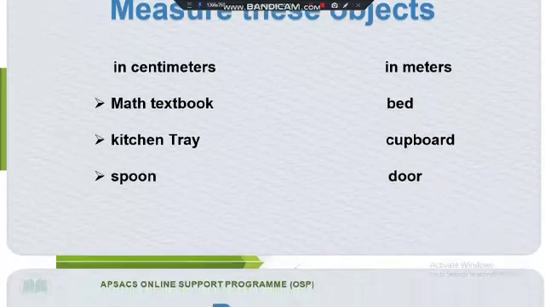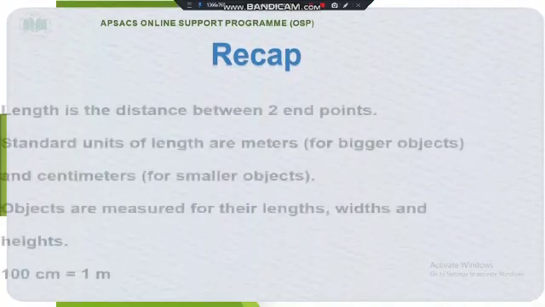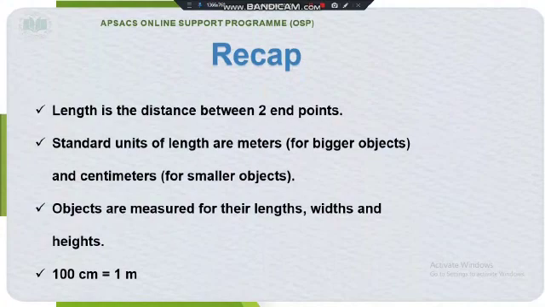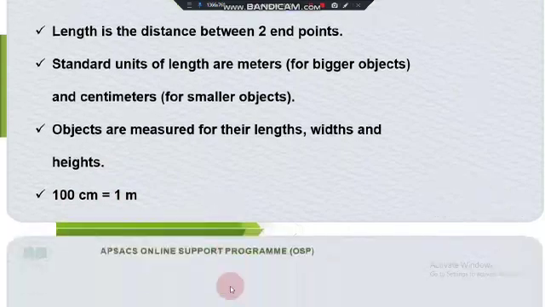Clear? Okay. Now the recap of the lesson. We have learned that length is the distance between two endpoints. We have also learned the standard units of length, that are meters for bigger objects and centimeters for smaller objects. Then objects are measured for their lengths, widths and heights also. And 100 centimeters is equal to 1 meter.